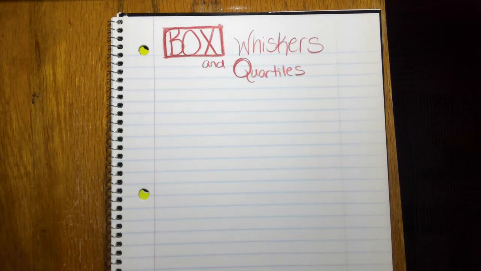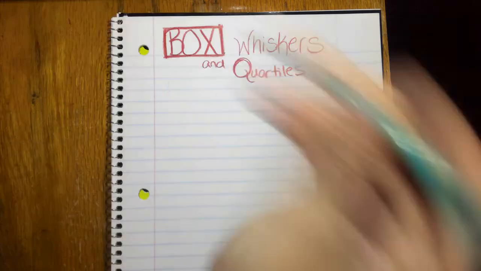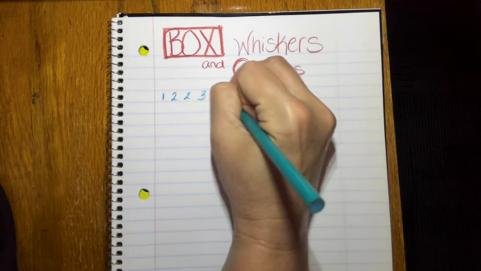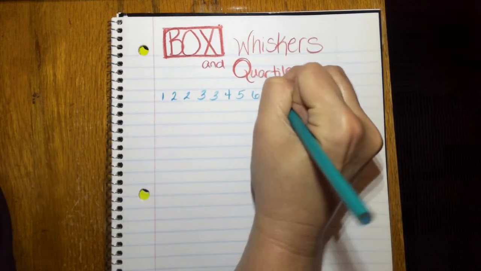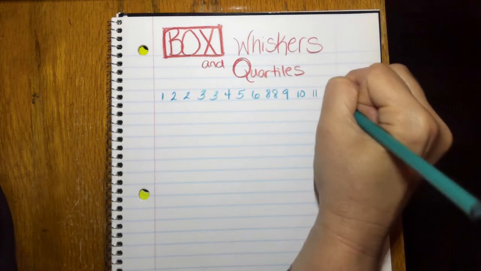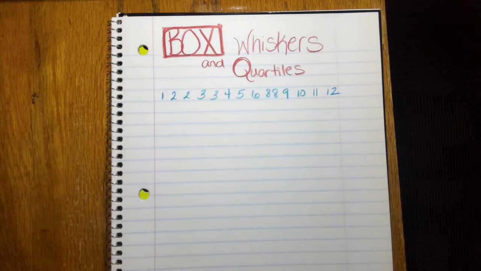First, before I get going too far, I'm just going to give myself a set of data to work with, because box and whiskers and quartiles all have to do with sets of data. So I am just literally going to make up some data for myself and for you to work with. 9, 10, 11, and 12. So there's a bunch of random numbers, and these can mean pretty much anything.